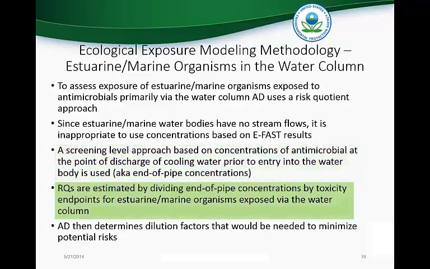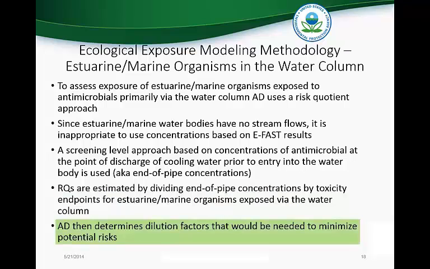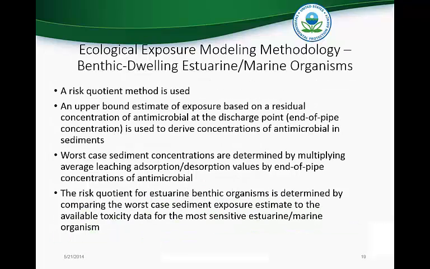RQs are estimated by dividing end-of-pipe concentrations by toxicity endpoints for estuarine marine organisms exposed by way of the water column. AD then determines dilution factors that would be needed to minimize potential risks. For benthic-dwelling estuarine marine organisms, some key parts of the methodology are as follows. A risk quotient method is used.